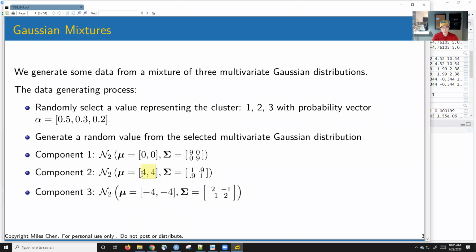Component 2 is centered at coordinate 4, 4, so in the upper right, and its variance is 1, 1, but its covariance is 0.9, so there's going to be high correlation. And then component 3 is centered at -4, -4. Its variance is a little bit bigger, a variance of 2, but it also has negative covariance, so it's going to be facing the other way.